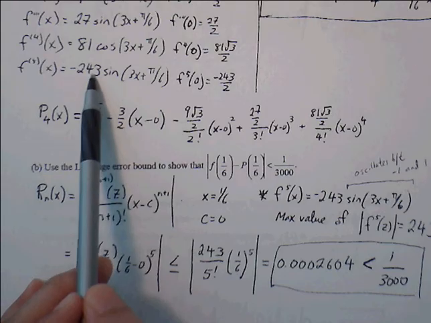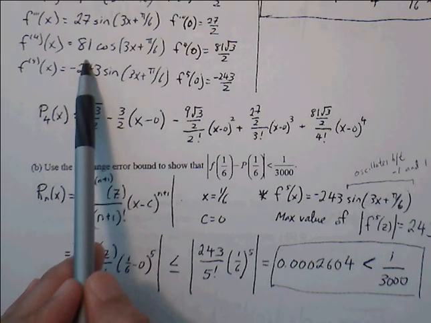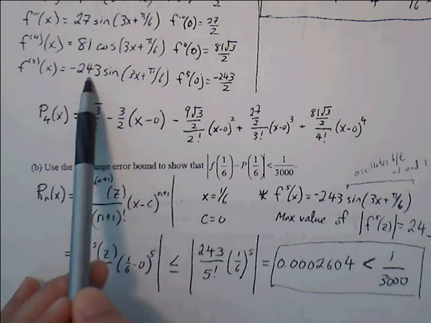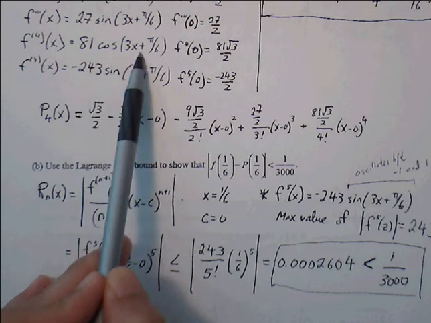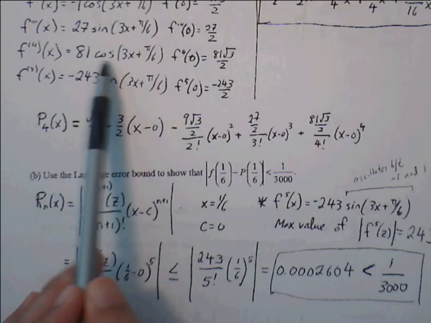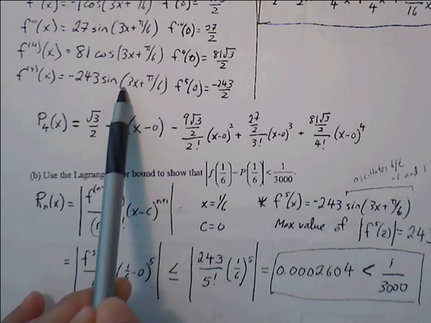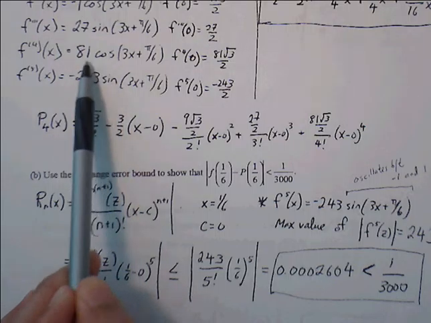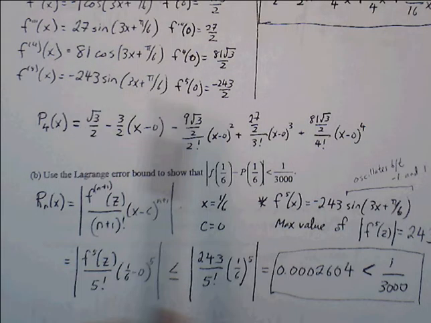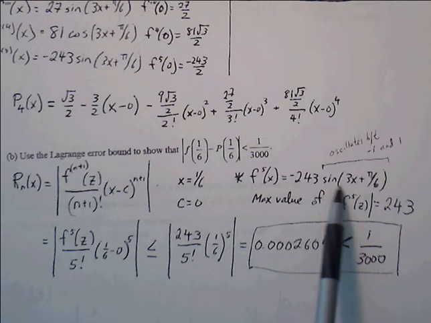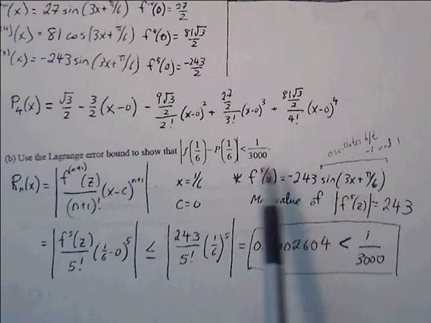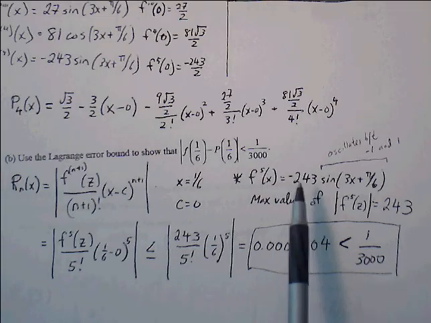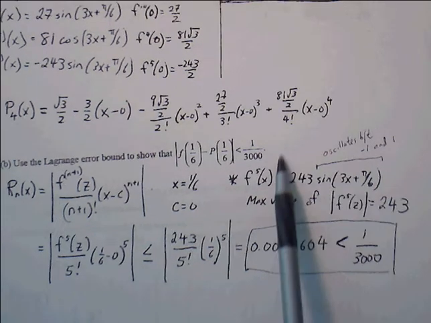The 5th derivative, not evaluated at 0, just the 5th derivative, is going to be cosine of u, which we're working with the 4th derivative, so cosine of u times u prime. Cosine of u becomes negative sine of u times u prime, so times 3, 81 times 3 is negative 243. So here's the 5th derivative, right? Now, we're looking to see what is the maximum value that this expression can take on.